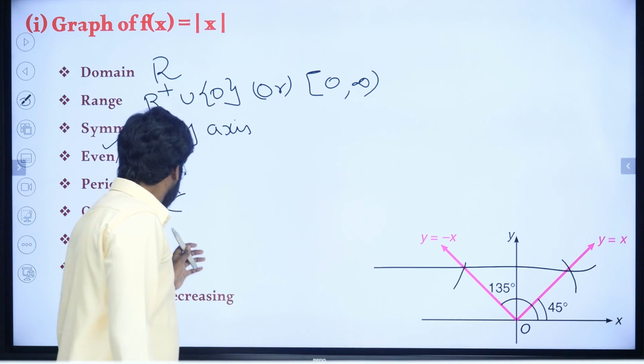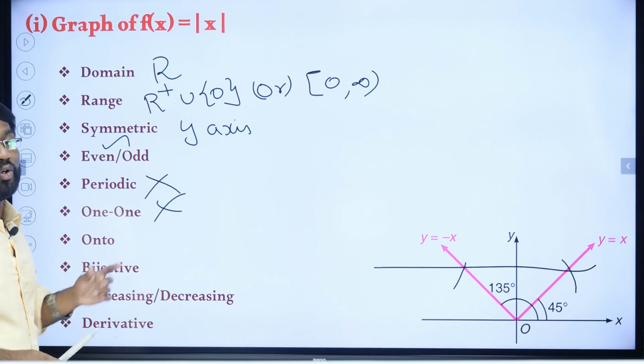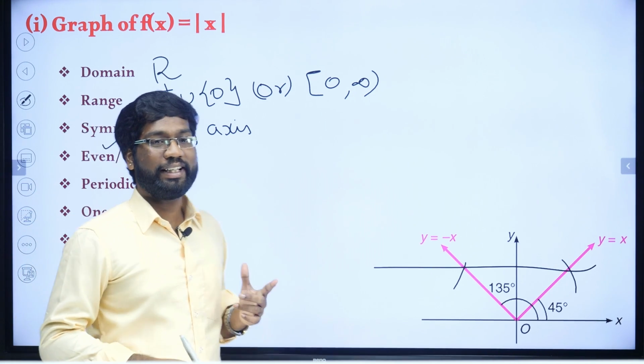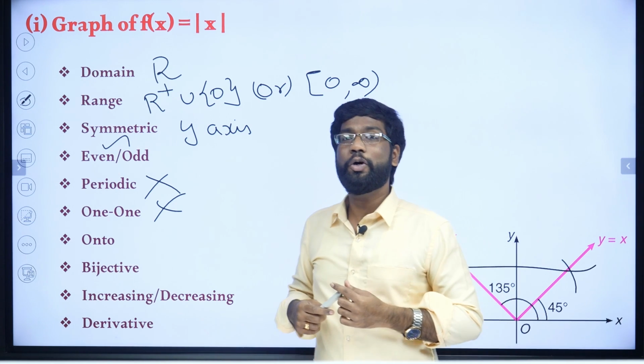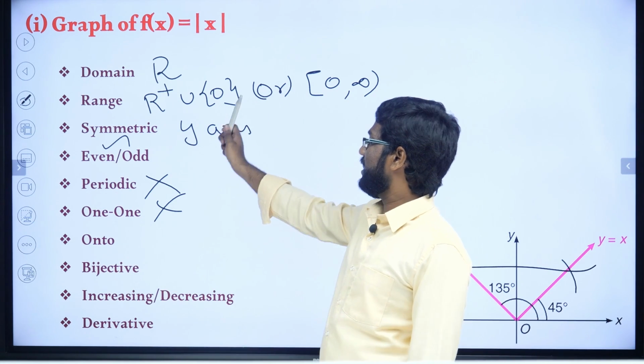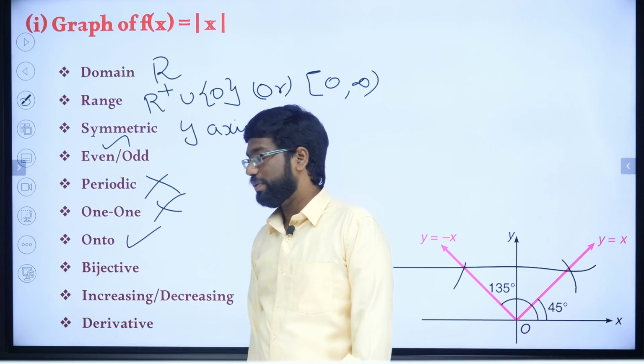As well as whether it is an onto function or not. So onto is always based upon the codomain, my dear students. If the codomain is the same as the range, then it is an onto function, my dear students.